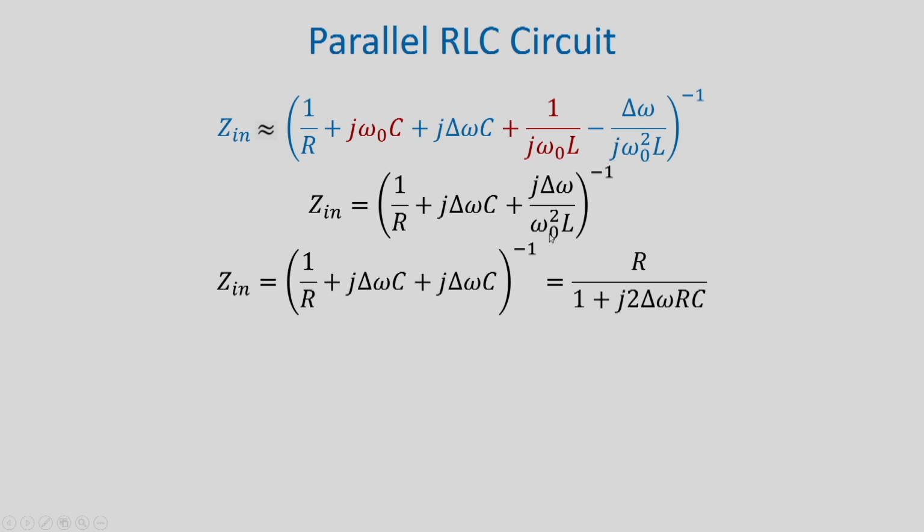Now, once we substitute omega naught square equal to 1 by LC here, we will see that this term j delta omega by omega naught square L will reduce to j delta omega C, and therefore, Zin can be written as 1 by R plus j delta omega C from here and another j delta omega C from here, whole raised to the power minus 1, and therefore, it can be written as R divided by 1 plus j 2 delta omega RC.